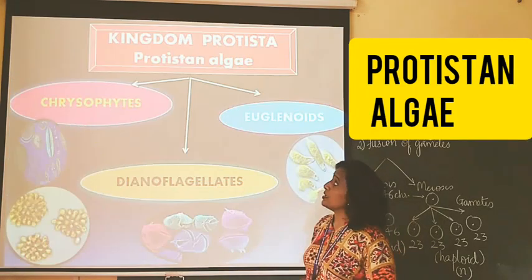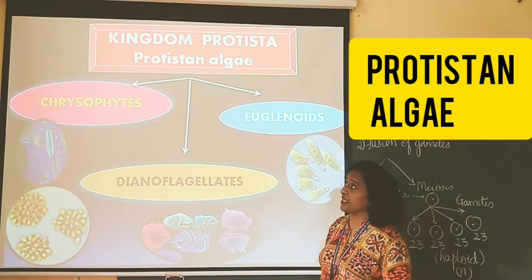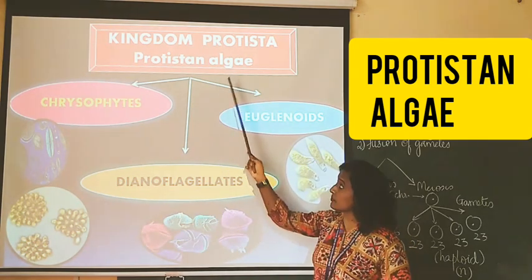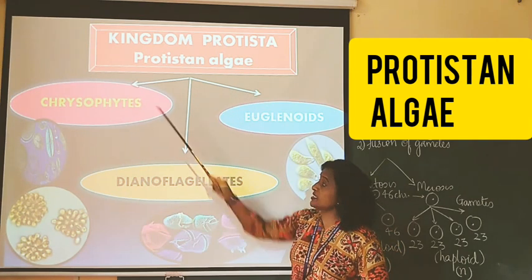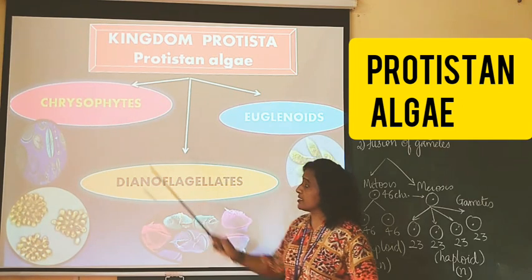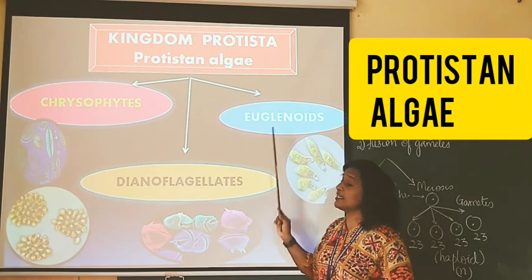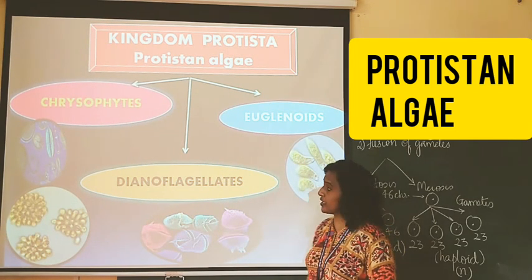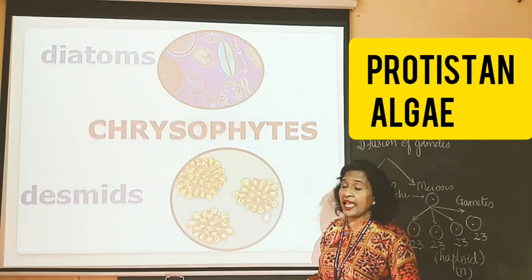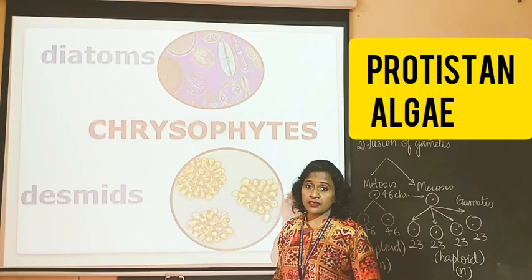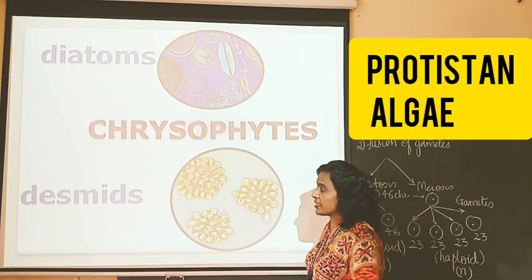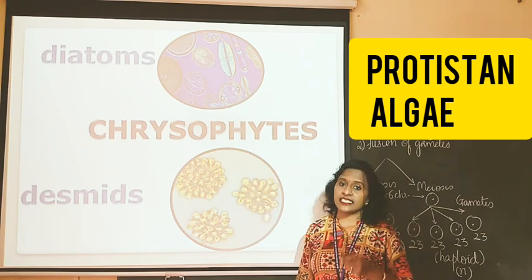We will see these three types of organisms one by one. Protista algae are photosynthetic in nature. These are divided into three categories: Chrysophytes, Dinoflagellates and Euglenoids. Chrysophytes include diatom species and golden brown algae, also called desmids.